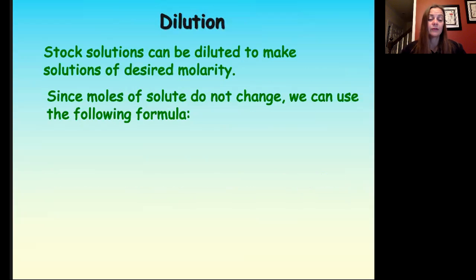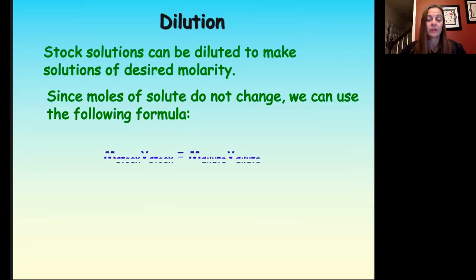Okay, so we can make a solution, we can determine molarity. Now, what happens if we dilute a solution? So diluting means adding water to change the concentration, and it's always going to decrease concentration. We know that molarity times volume gives us the moles of solute. Adding water is never going to change the moles of solute. So the number of moles is going to remain the same. The only thing that's going to change is the volume and the molarity.